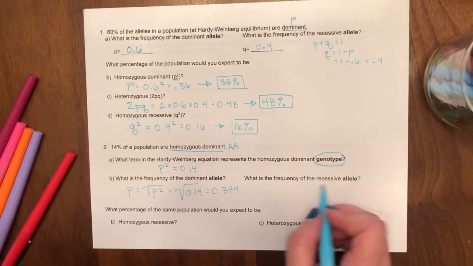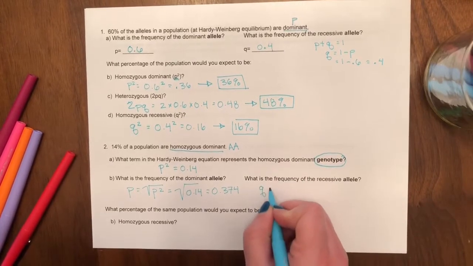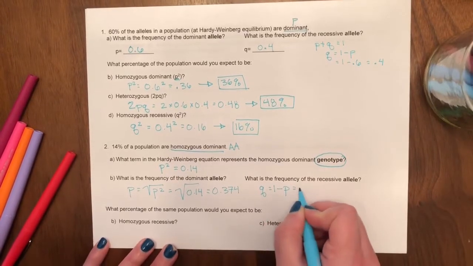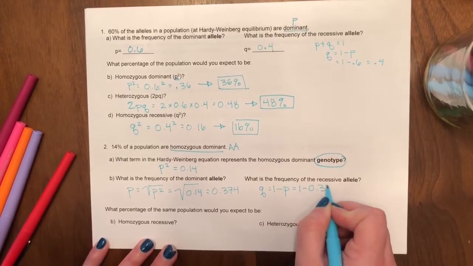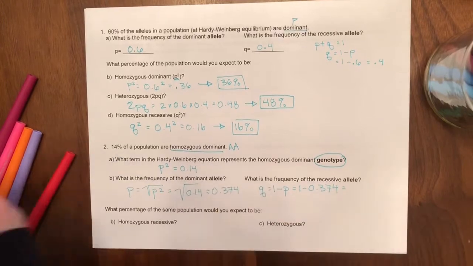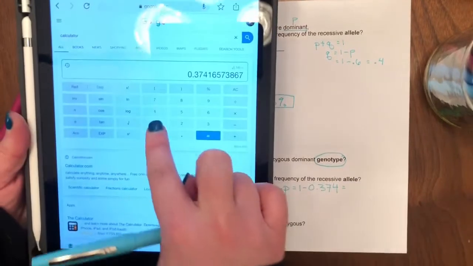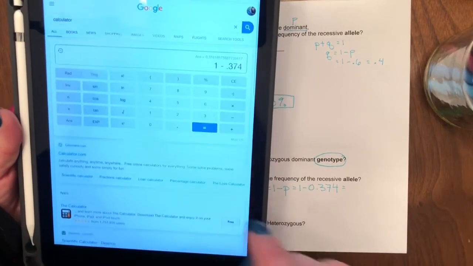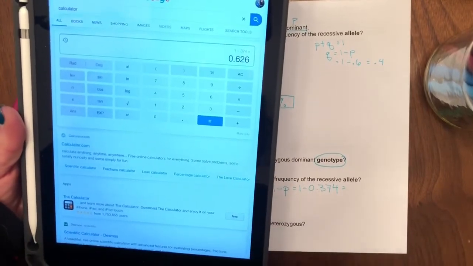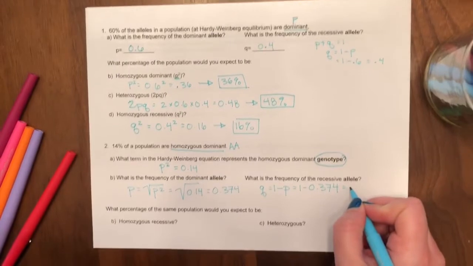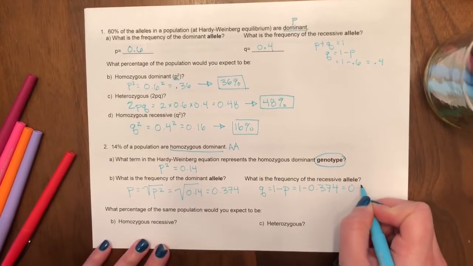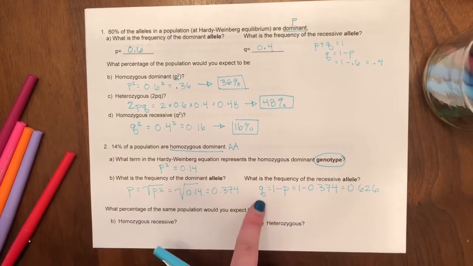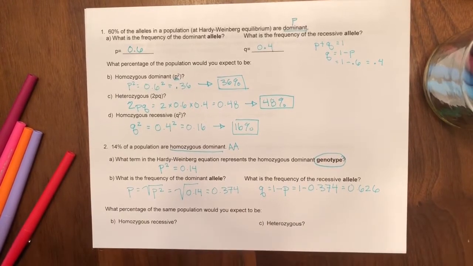And then the frequency of the recessive allele, so that's going to be Q. It's just going to be 1 minus P. Once again, we always want to use our handy dandy calculator to check our math. 0.626. Okay, now that we have P and Q, we can solve the rest of the problem.